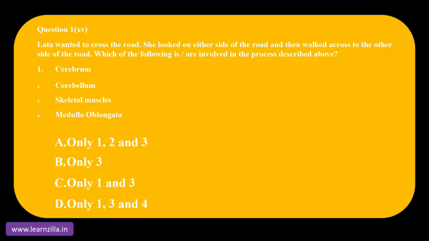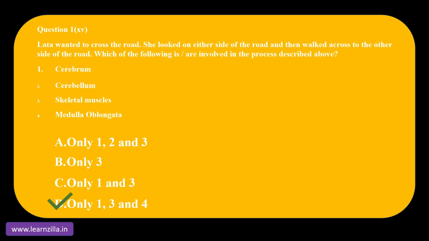Lata wanted to cross the road. She looked on either side of the road and then walked across to the other side of the road. Which of the following is or are involved in the process described above? Cerebrum, cerebellum, skeletal muscles, medulla oblongata. Option A, only 1, 2 and 3. Option B, only 3. Option C, only 1 and 3. Option D, only 1, 3 and 4. The right answer is only 1, 3 and 4.